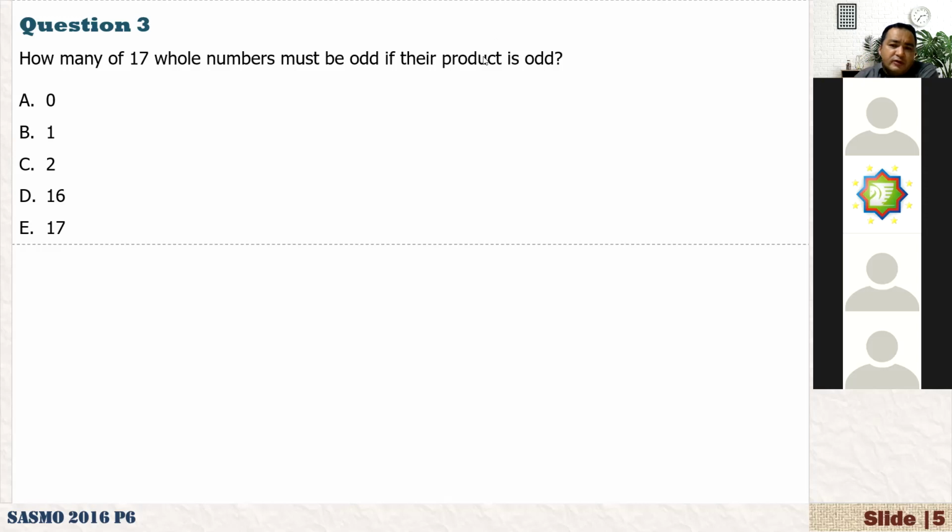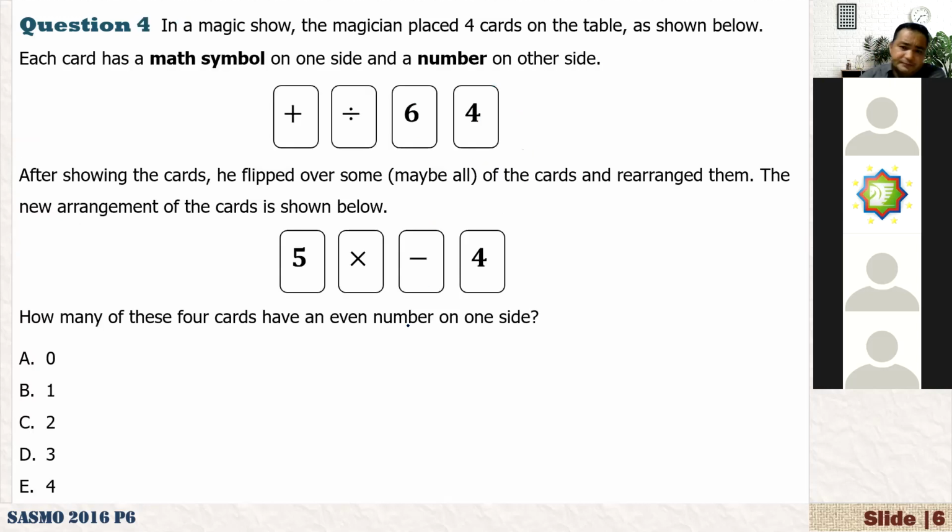Because if the product is odd, that means odd times odd is odd, right? And if you multiply an even number by any odd number, it is even. For the result to be odd, all numbers must be odd. Otherwise, if even one number is even, the result will be even. Like 3 times 5 times 7 times 9 times 11. If you multiply by one even number, the result will be even, because even times even is also even. Next question.